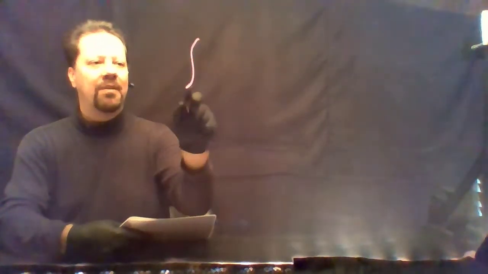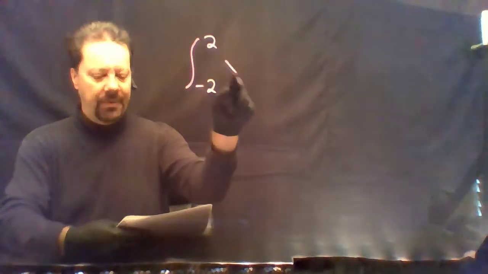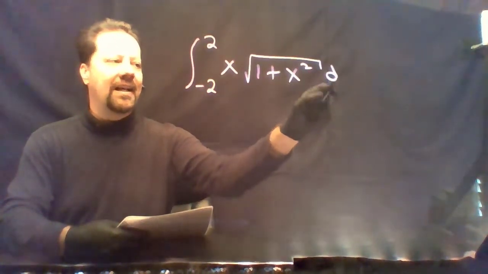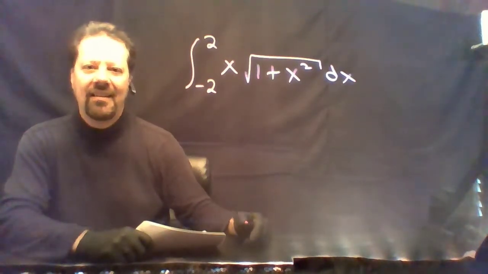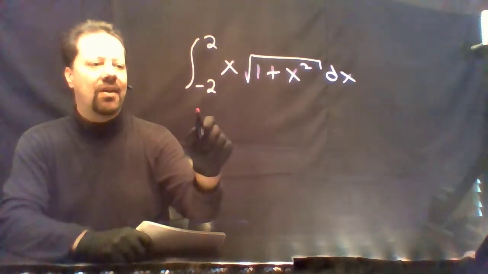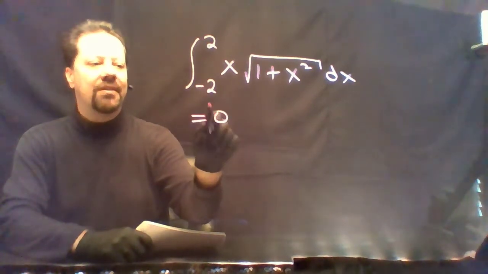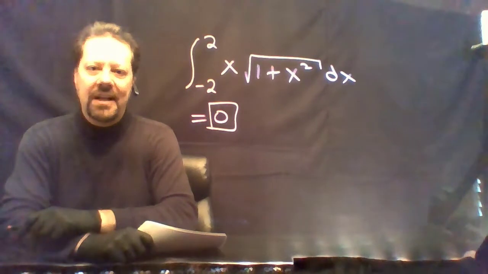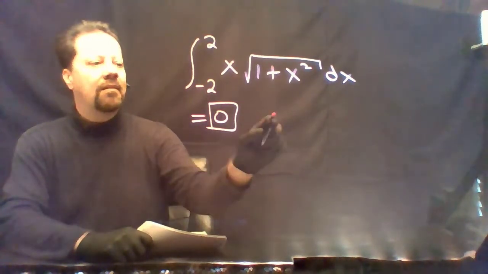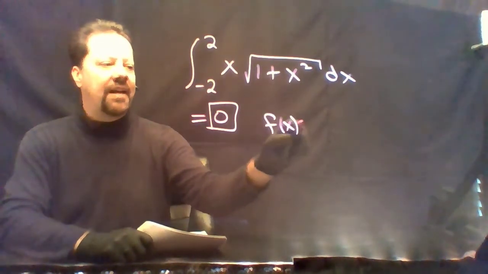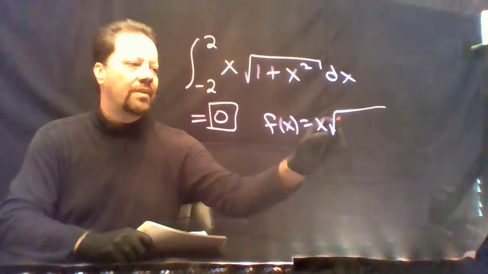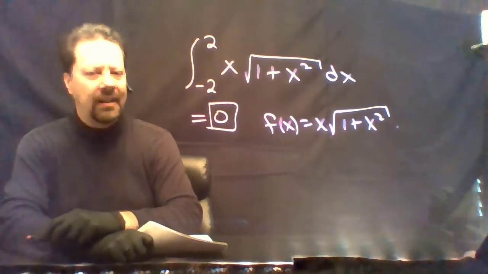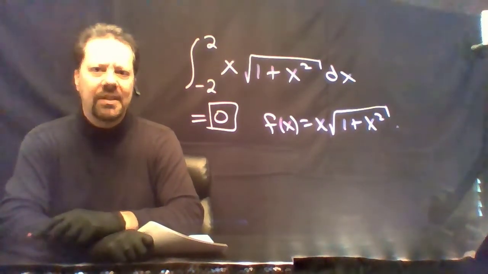On the next problem, we're integrating from negative 2 to 2 x times the square root of 1 plus x squared dx. It should be obvious that the integrand is odd, and so the answer is 0. But just in case you didn't understand that argument, let's suppose that I set f of x equals x times the square root of 1 plus x squared. I claim that f is odd. What does that mean?